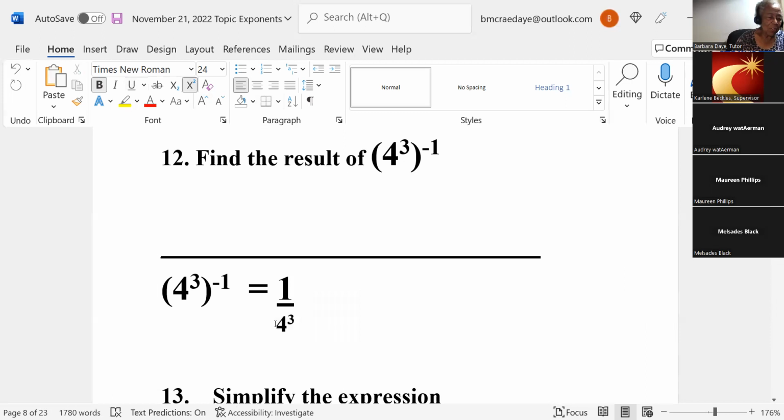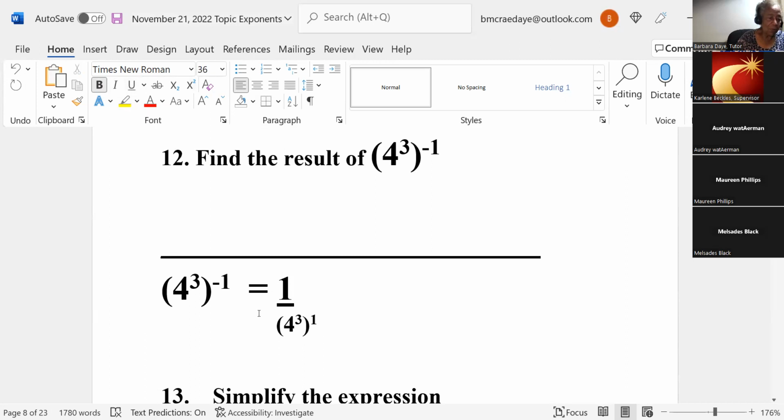So I'll put it here because the power is just 1. So I say 4 to the third, and that's to the plus 1. So you flip it and make the exponent positive. All right.